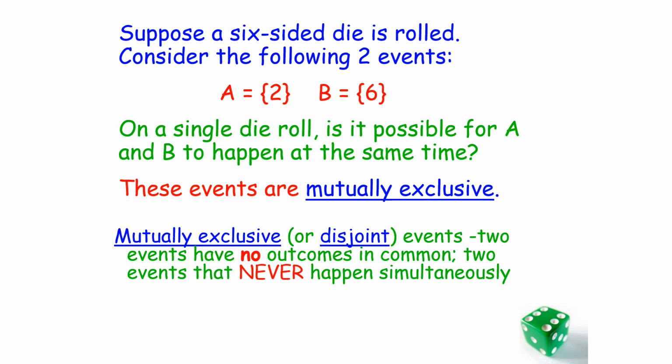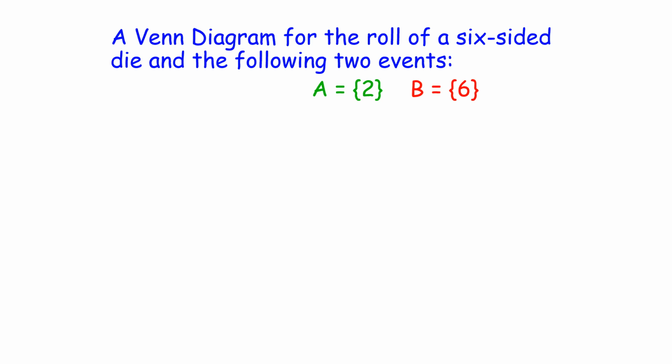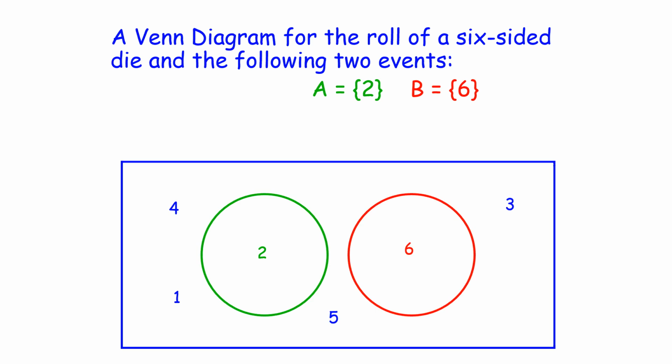Mutually exclusive or disjoint events are 2 events that have no outcomes in common. 2 events that never, ever happen simultaneously. So a Venn diagram for the roll of a 6-sided dice, where event A would be a 2 and event B would be a 6, would look something like this.